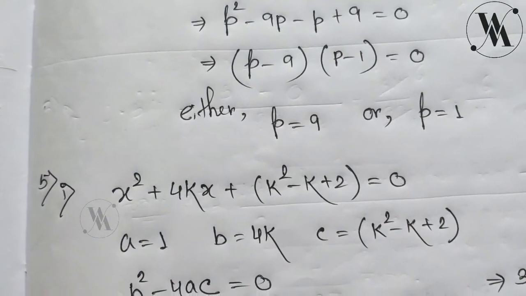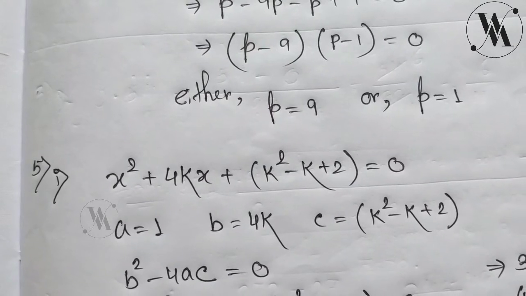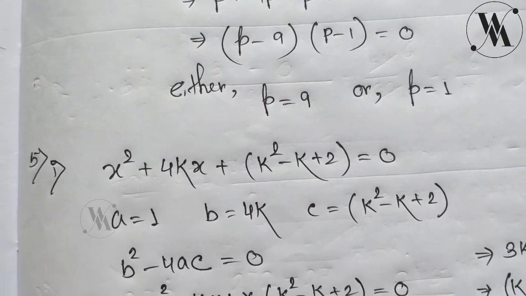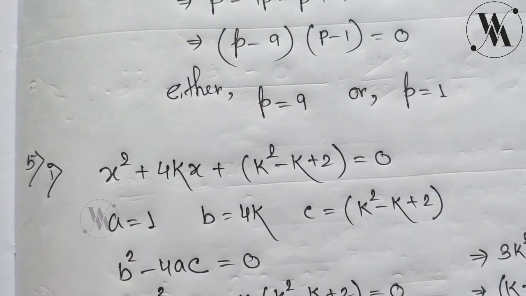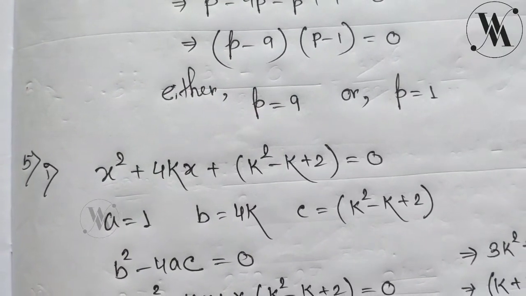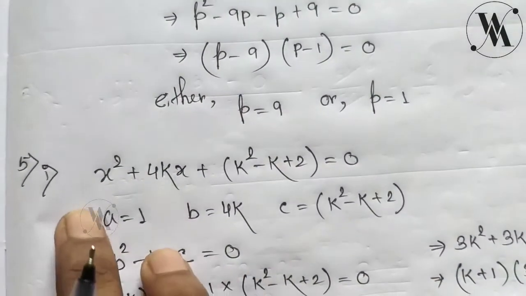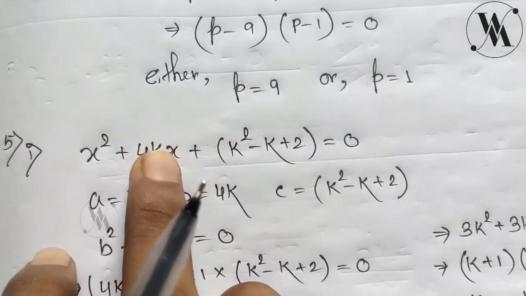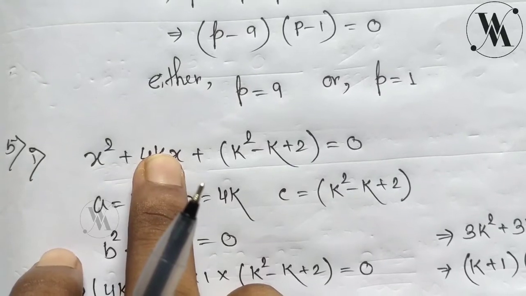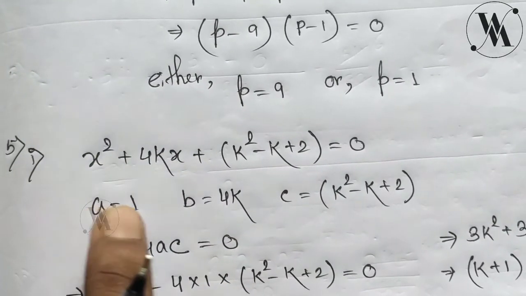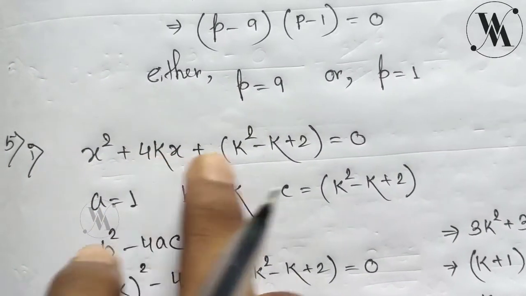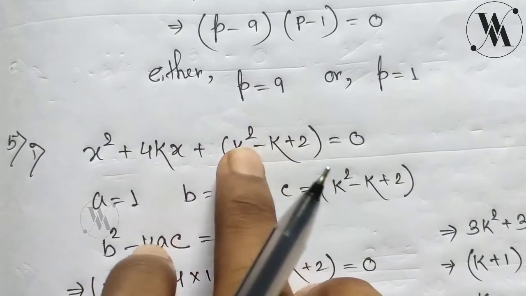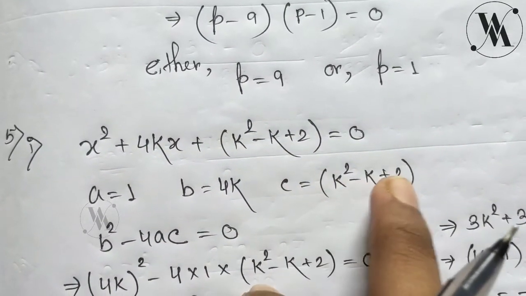In sum number 5, find the values of k for which each of the following quadratic equations has equal roots. Again, this quadratic equation has equal roots, that means b square minus 4ac equals 0. Now comparing this equation with the standard quadratic form, we get a equals 1, b equals 4k and c equals k square minus k plus 2, which is the constant term.